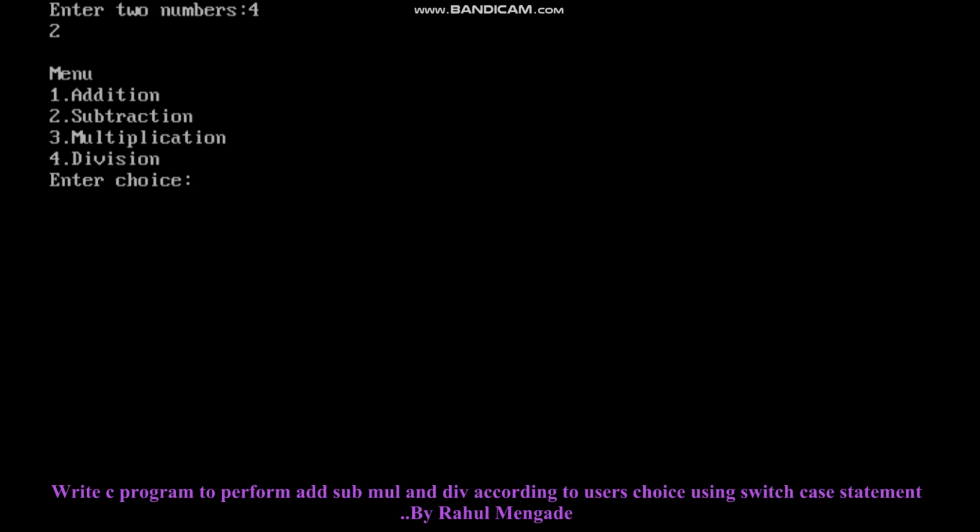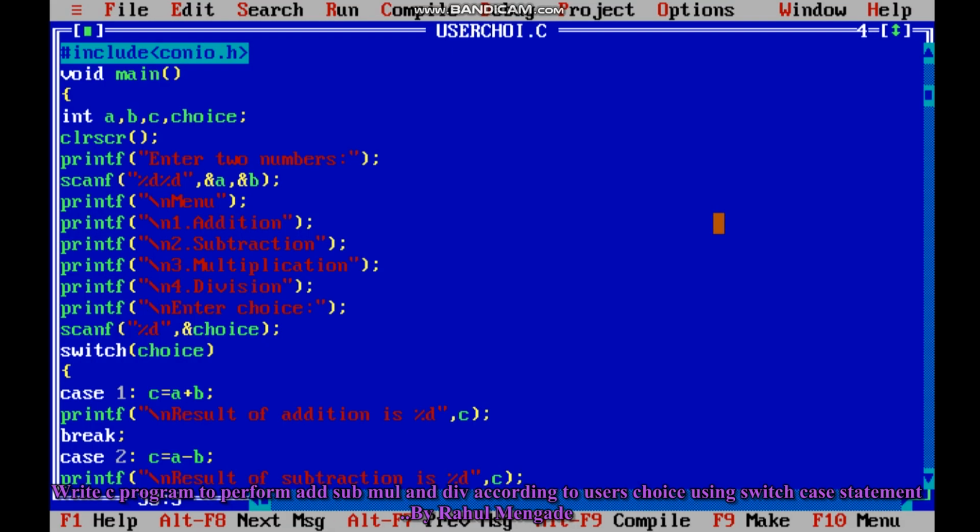First is addition, second is subtraction, third is multiplication, fourth is division. So enter your choice. If we enter 1, then it will perform the addition operation. So the result of addition is 6 because 4 plus 2 is 6.